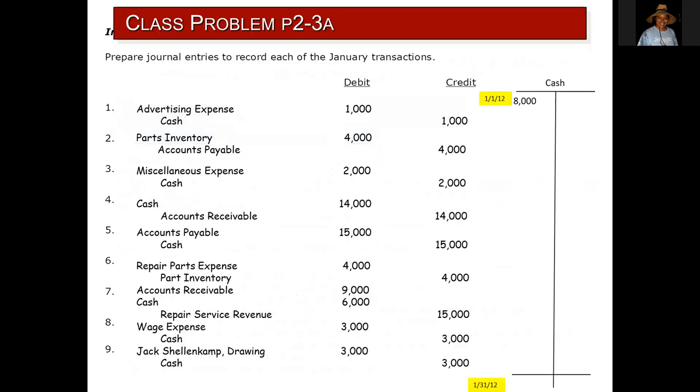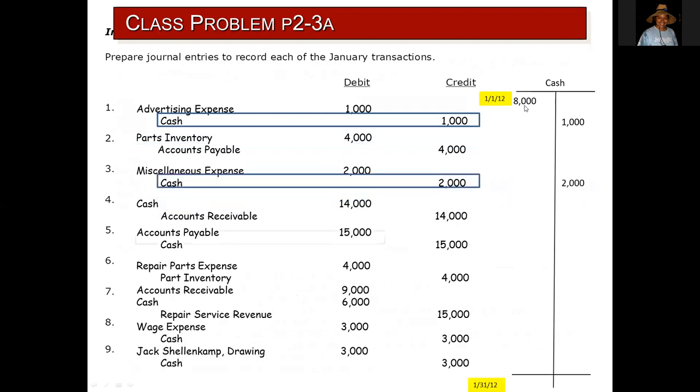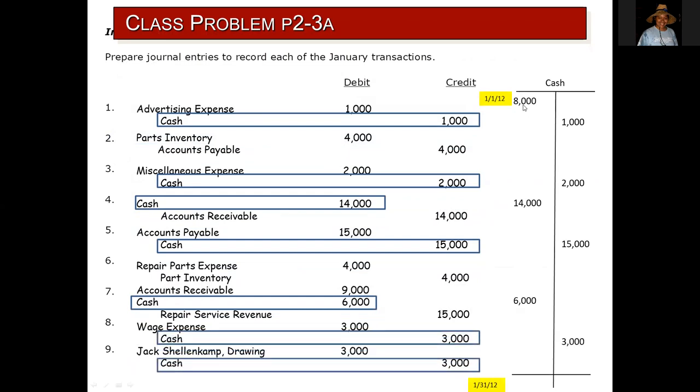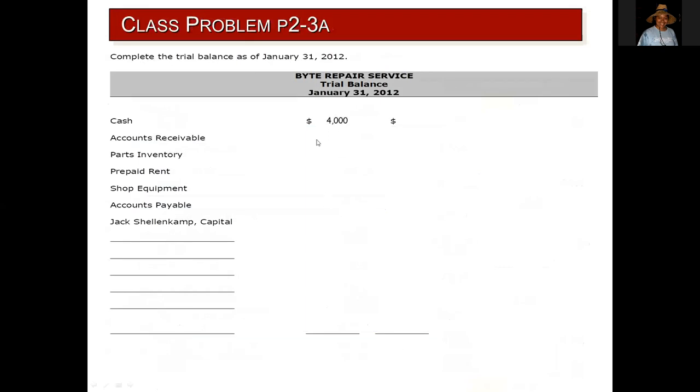And if you were to analyze the journal entries that impacted the cash account on the ledger, you would see that you had an opening balance of $8,000 and you had a credit of $1,000, another credit of $2,000, a debit of $14,000, a credit of $15,000, a debit of $6,000, a credit of $3,000, and a credit of $3,000. These are all the transactions that you recorded during the month of January and how they impacted the cash balance. Your cash account balance is $4,000 debit. So you know that the balance should be $4,000. And that is basically what happens when you do a trial balance.